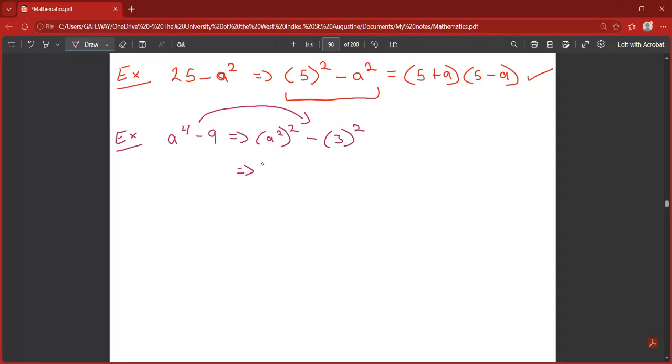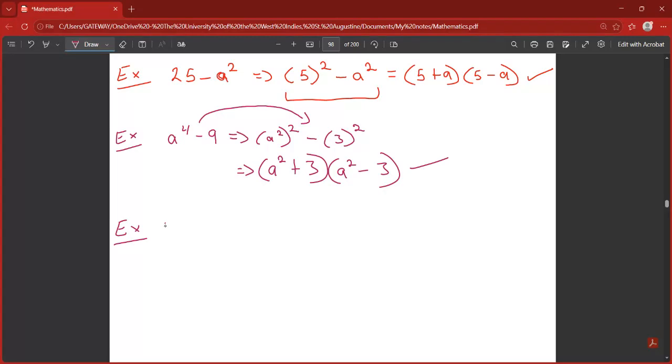So when you factorize this, the first term in the bracket is a squared plus the second term in the bracket is 3, close bracket. The first term in the bracket is a squared minus the second term in the bracket is 3. And that is how you factorize the difference of two squares. One more example.